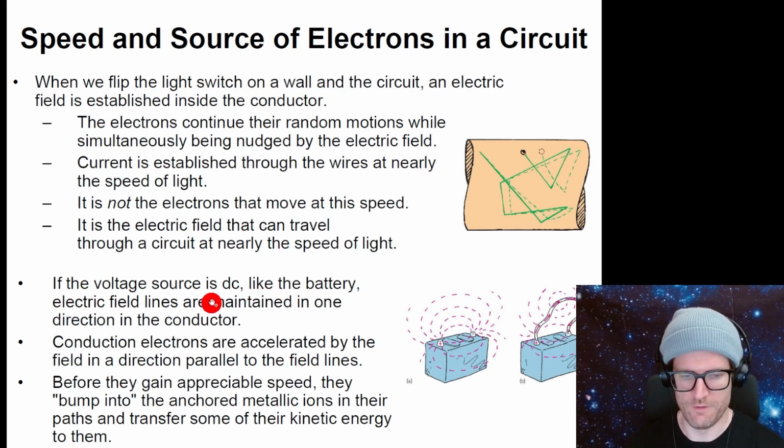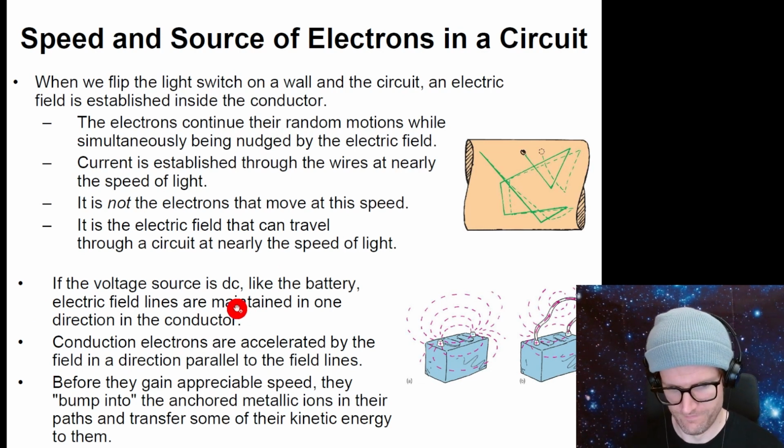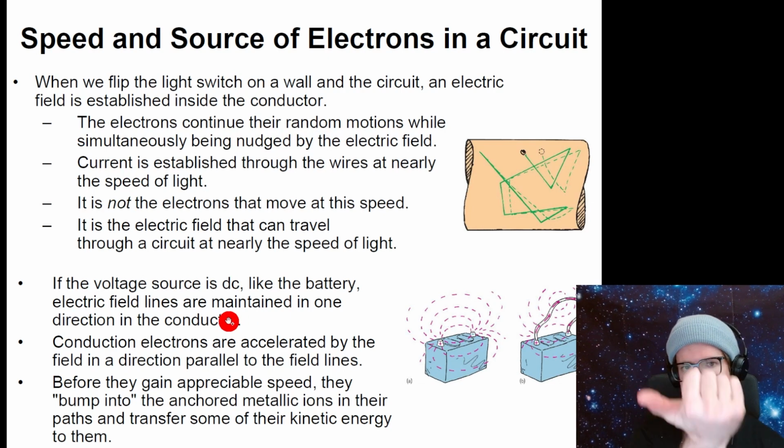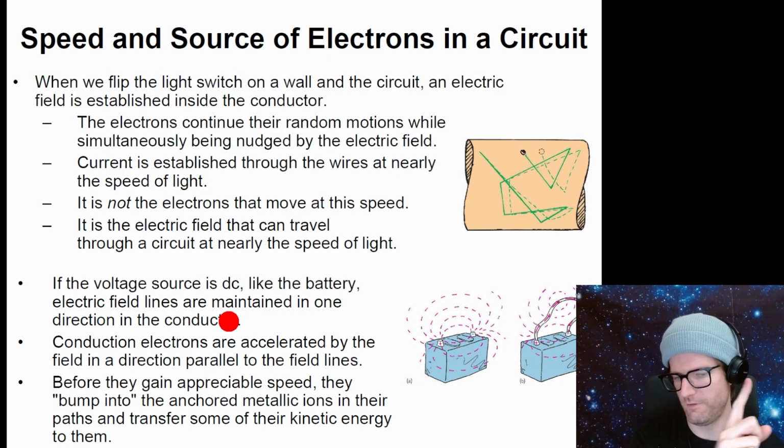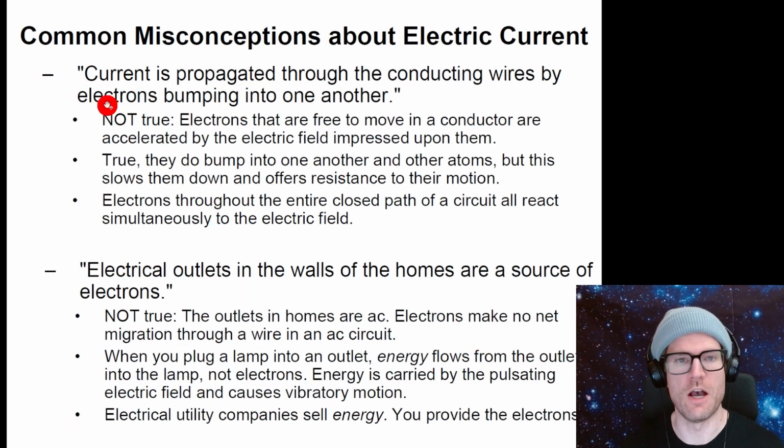Okay, if the voltage source is DC, electric fields are maintained and the electrons move in one direction. Okay, we'll talk about AC, which is when the electric field moves back and forth, so the current goes back and forth. Okay, there's some common misconceptions.